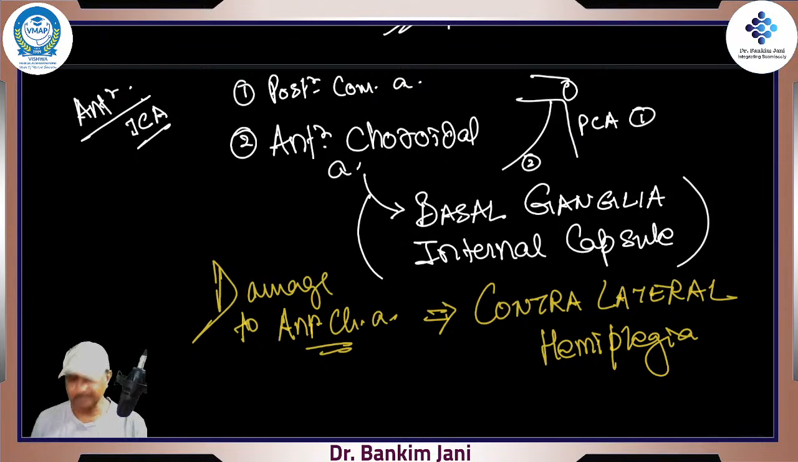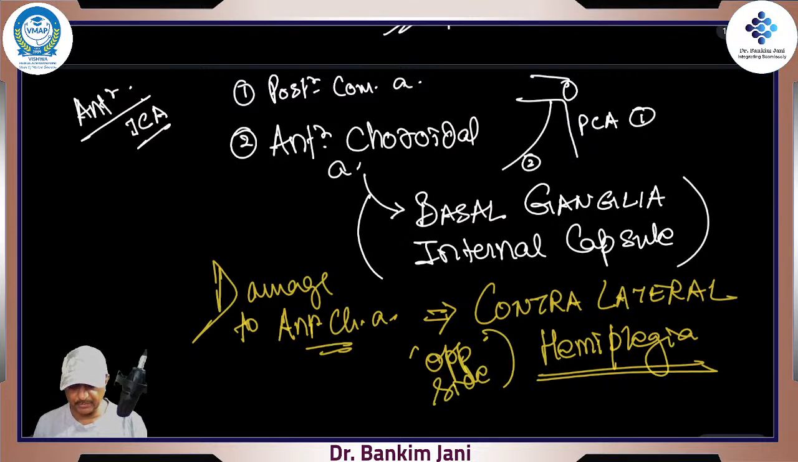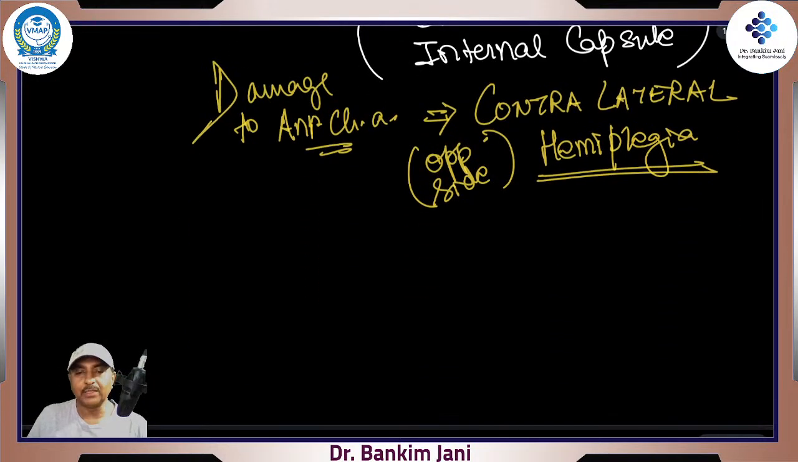Contralateral hemiplegia, right? Opposite side. This opposite side can occur only if the fibers are crossing. Yeah, exactly. The fibers would be crossing. So what it would really do, right?